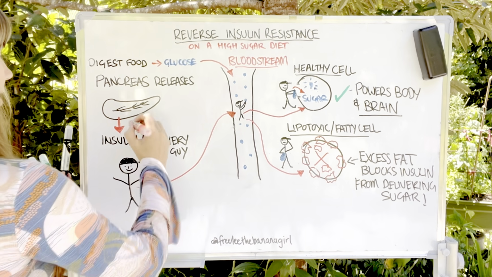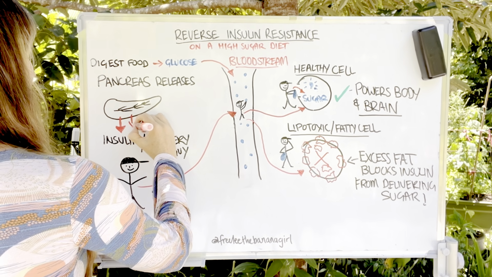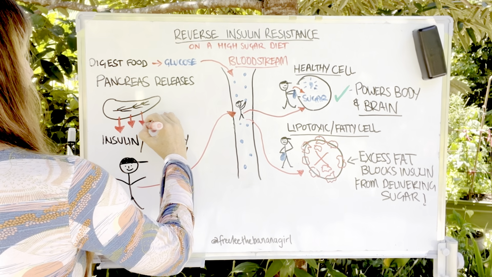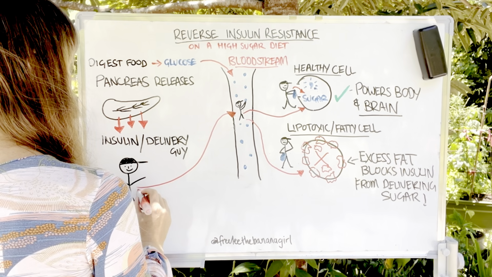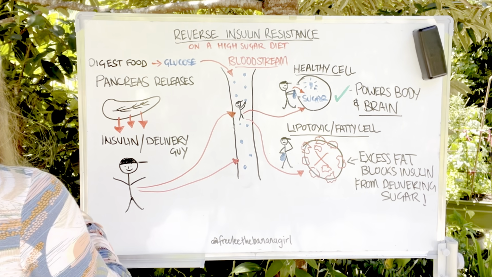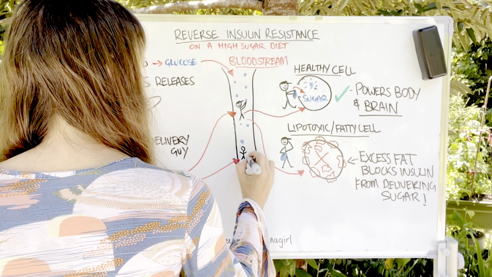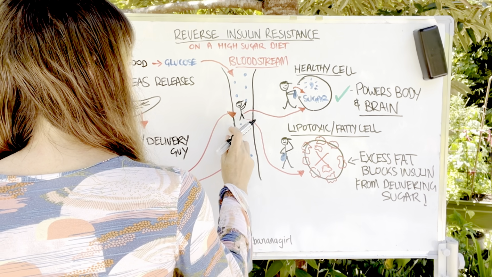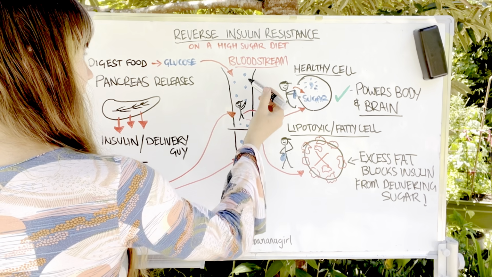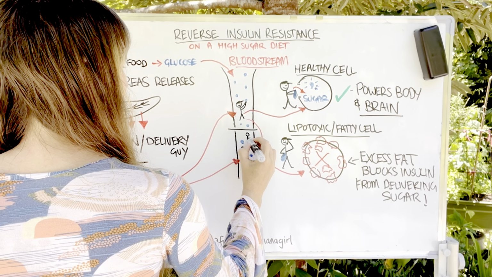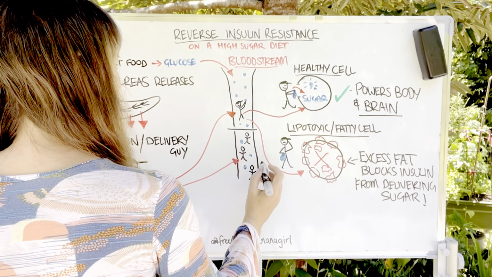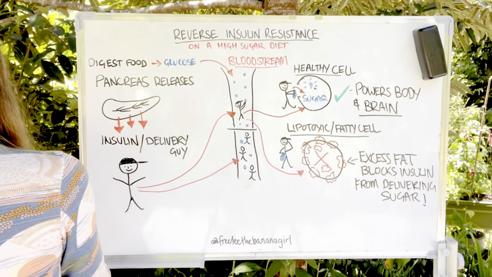So what happens next is the pancreas releases more delivery guys because the sugar's not getting in. There's a problem here. So the pancreas is like, hang on, we've got to send more delivery guys. So the pancreas sends more insulin or delivery guys to collect the sugar. And then the bloodstream just gets overwhelmed. If we just separate this, this is a lipotoxic fatty cell, this is a lipotoxic bloodstream versus a healthy one. In the lipotoxic one, you just get an overwhelming amount of insulin because the fat is blocking the sugar from getting into the cell.